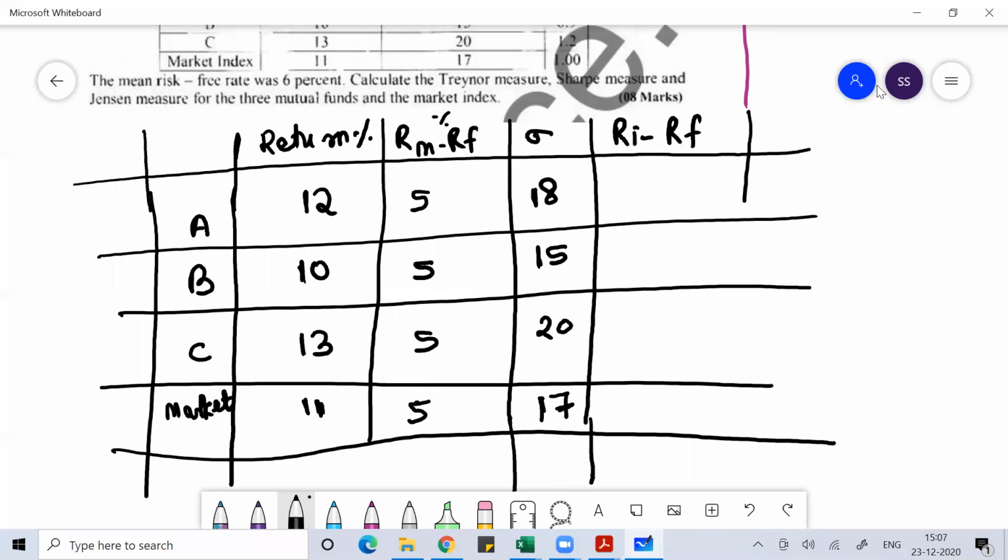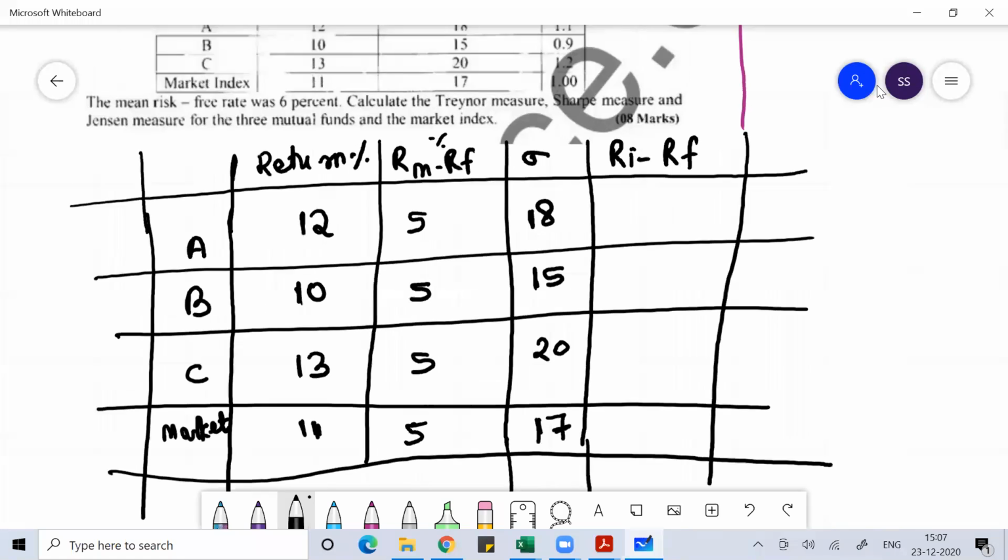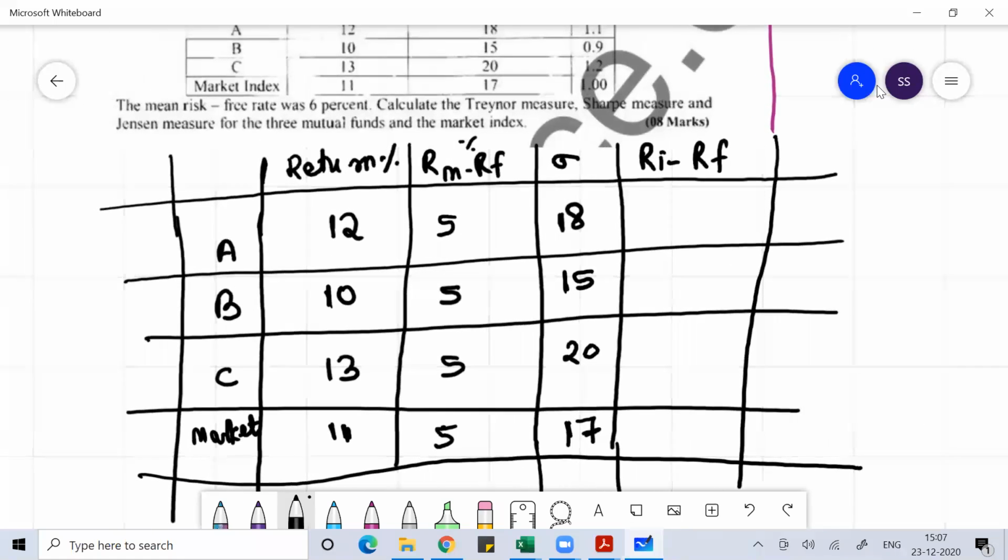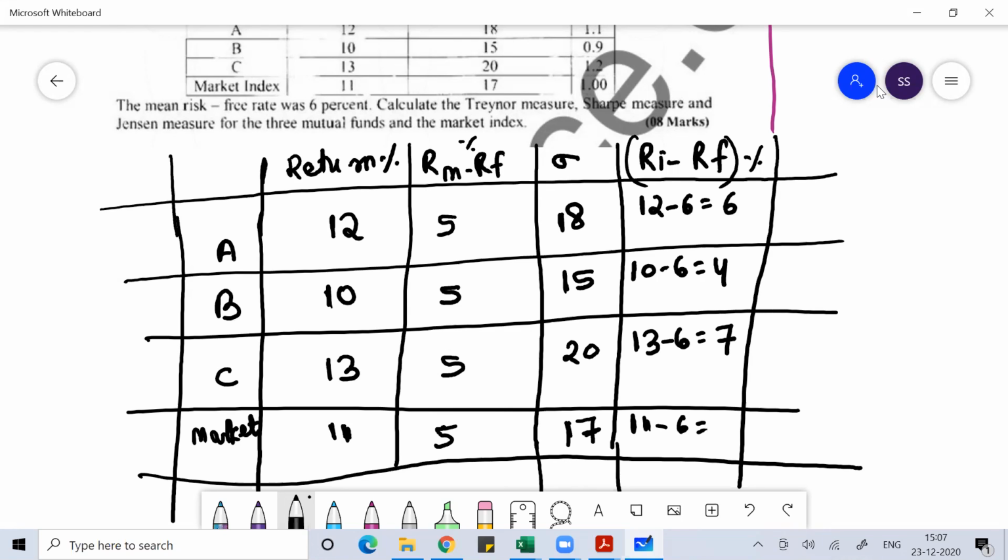So this is 12, and RF is given as 6%. So 12 minus 6 is 6. Return on stock minus RF is 6. Then 10 minus 6 is 4. Then 13 minus 6 is 7. And 11 minus 6 is 5. Okay, Ri minus RF, you got this value.